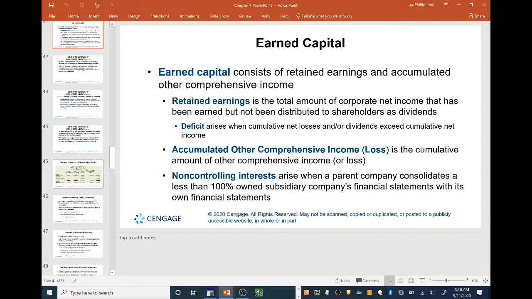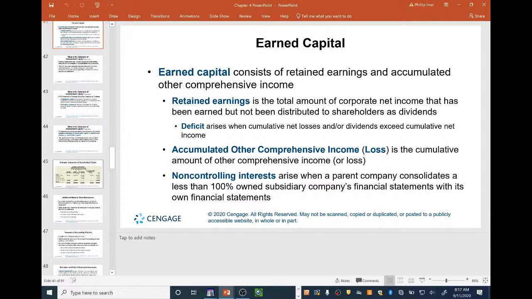A deficit arises when cumulative net losses or dividends exceed cumulative net income. Makes sense. So if they're bringing in not enough money to cover their expenses, then that's going to be a deficit, in the red. And if we're paying out more money to owners than what we're bringing in, then obviously we're going to be in deficit, which makes sense. I mean, you can break that down on a personal level. If you're spending more than you're bringing in, you're going to be in a deficit, right?